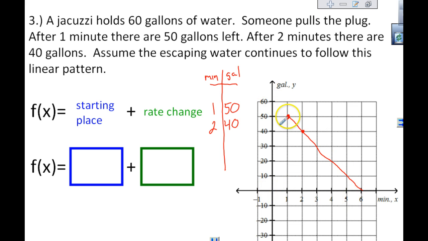Okay, empty. If we go the other direction, what do we start at? 60. So our starting place, again, that should actually be a capital J, that's a brand name. Should be 60. And the rate of change, as we mentioned earlier, is going down 10 for every 1. Negative 10 over 1 is negative 10x. A follow-up question that you'll be seeing later on these is, how many minutes will it take to empty, that kind of thing.